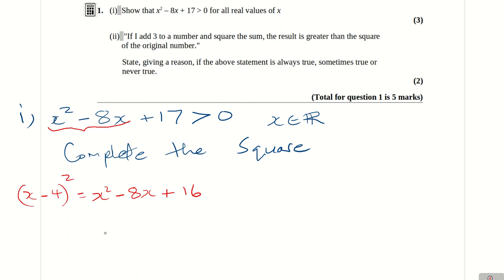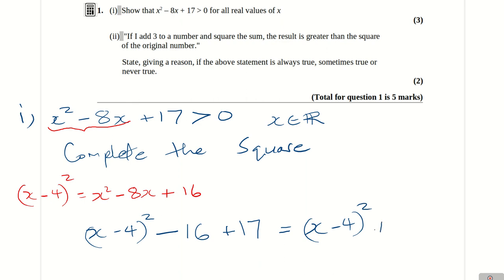So what we have to do is we say the x squared minus 8x is the same as x minus 4 squared, and then we have to take away the 16 that the 4 squared gives us. But then we've got to remember to add on the 17. Okay, when we do that, we find that the expression equals x minus 4 squared plus 1.